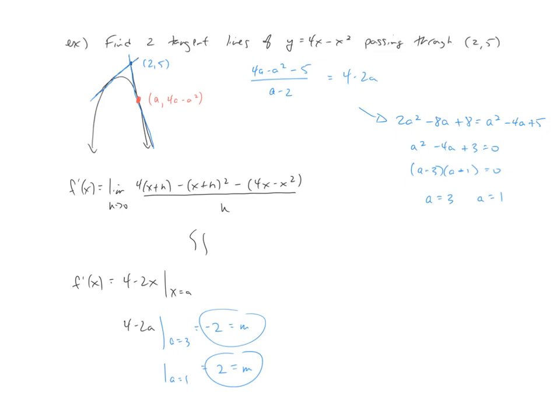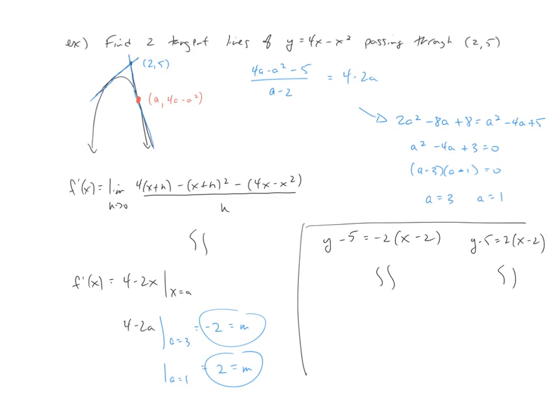So now, I'll box this out a little bit here. You're going to have y minus 5 equals negative 2 times (x minus 2), and you'll also have y minus 5 equals positive 2 times (x minus 2). And when we simplify this down, we should get y equals negative 2x plus 9, and y equals positive 2x plus 1. So these should be the two lines that are tangent to this curve, but also run through this point.